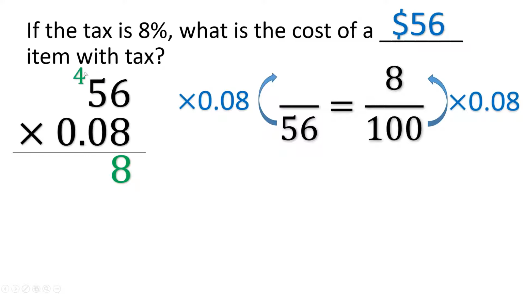8 times 6 is 48. 5 times 8, 40 plus 4. And then we need 2 numbers behind the decimal. So we're going to get 4.48.